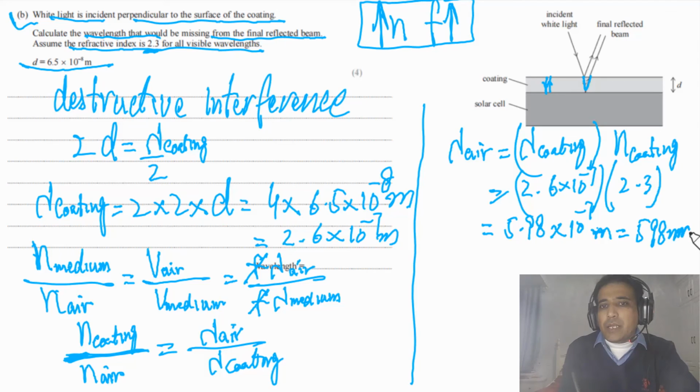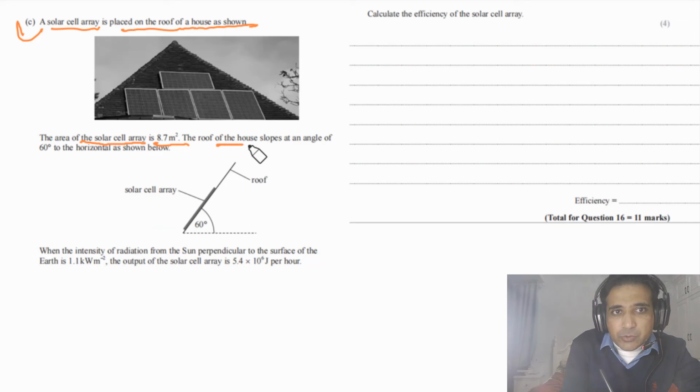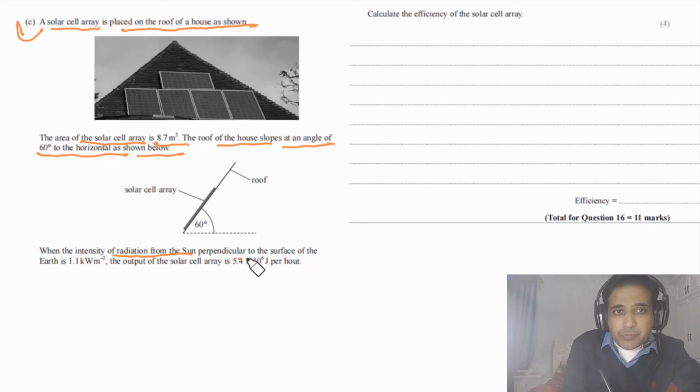Part C says a solar cell array is placed on the roof of a house as shown in the figure. The area of the solar cell is 8.7 square meters. The roof of the house slopes at an angle of 60 degrees to the horizontal as shown below. When the intensity of radiation from the sun perpendicular to the surface of Earth is 1.1 kilowatts per square meter, the output of the solar cell is 5.4 times 10 to 6 joules per hour.